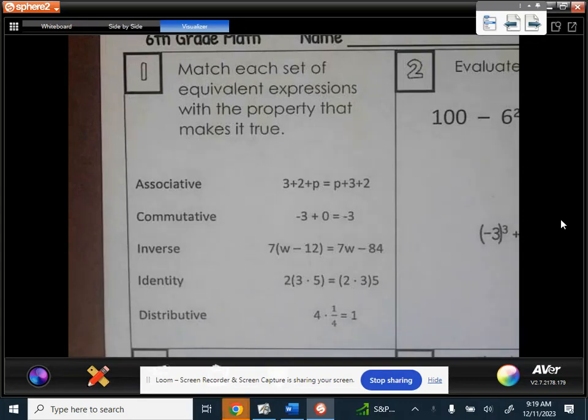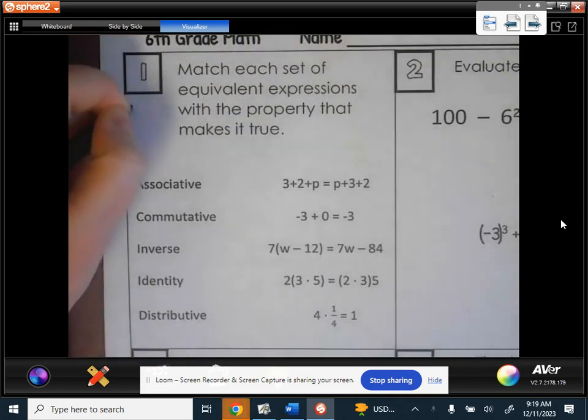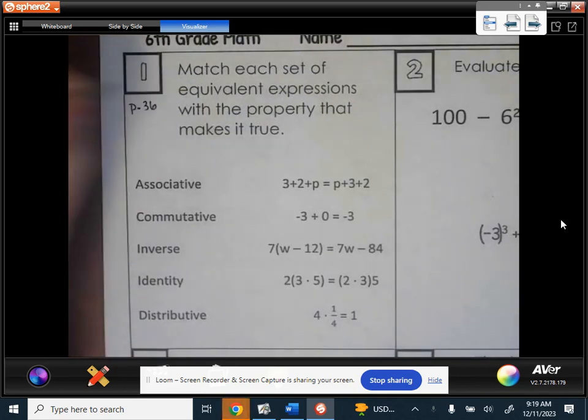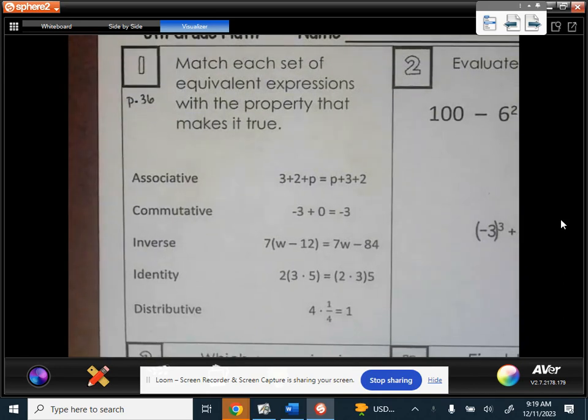We have our common assessment number 6 tomorrow over expressions. So let's look at this first question. It says match each set of equivalent expressions with the property that makes it true. So you can find this on page 36 in your notebook. That's where we have all of the properties listed out.